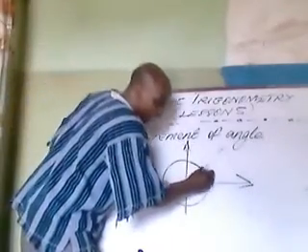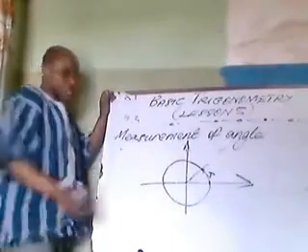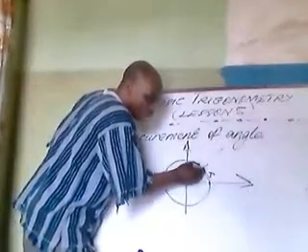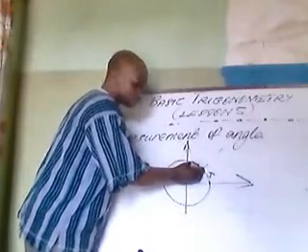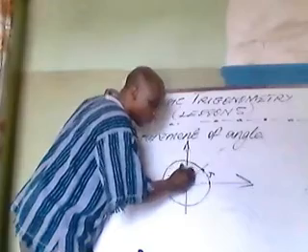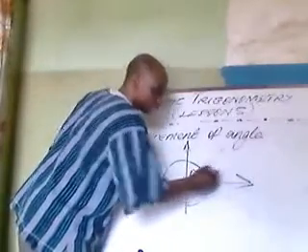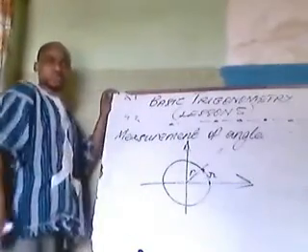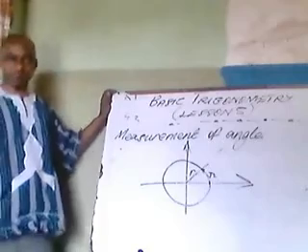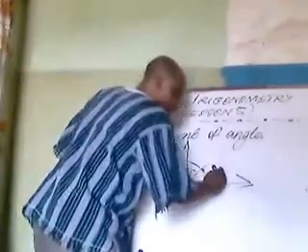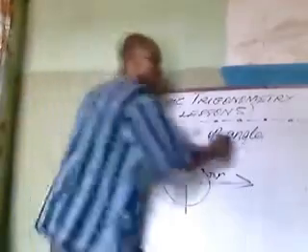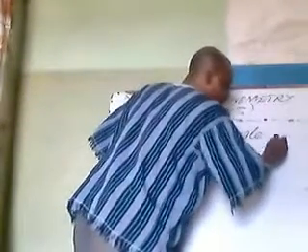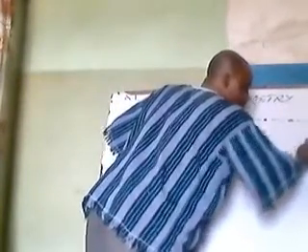So let's say this arc is S. Then it will get to a time whereby the length of this arc you've described through the rotation will be equal to the radius of the circle in which the revolution is taking place. And when it happens like that, we say you have measured one radian. You have measured one radian.